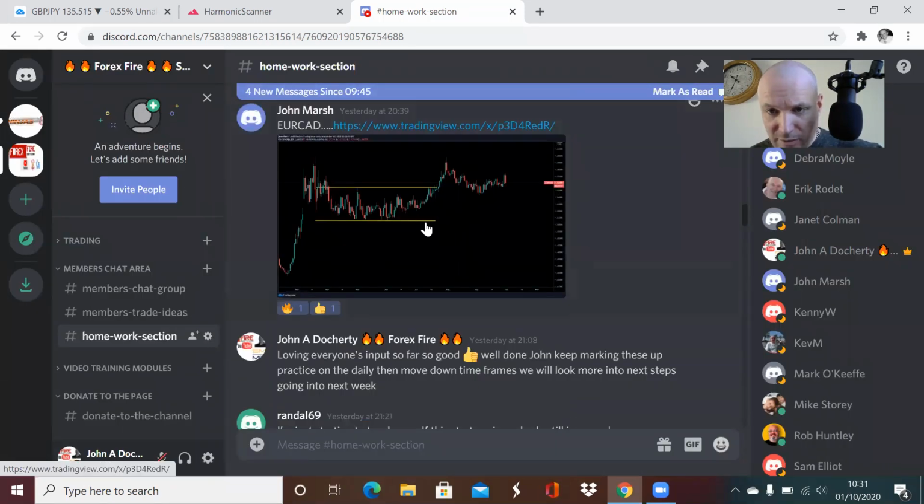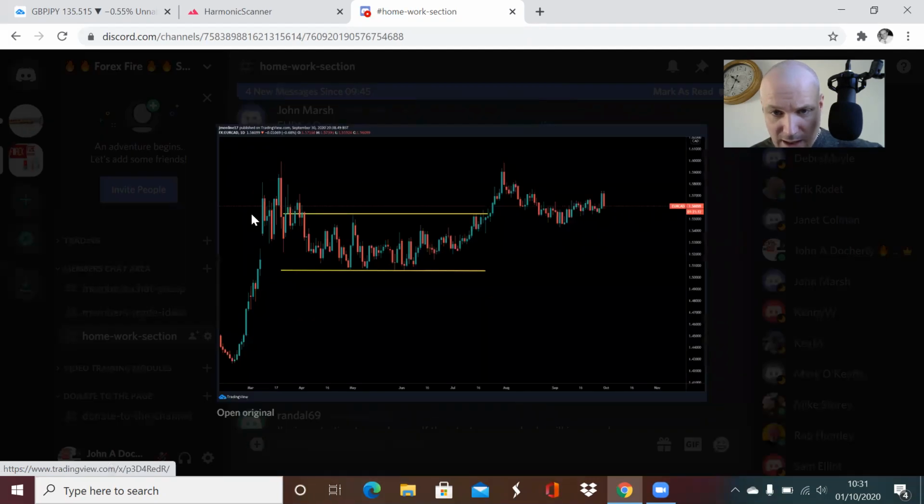John Marsh, let's have a look at yours. Yeah, we've had the big push up, the impulse move. We've come back down and entered an area of slight consolidation. And then you've got the breaker structure here. And again, this is done on the daily. So there's a considerable amount of price action or liquidity going within that area, as you can see.